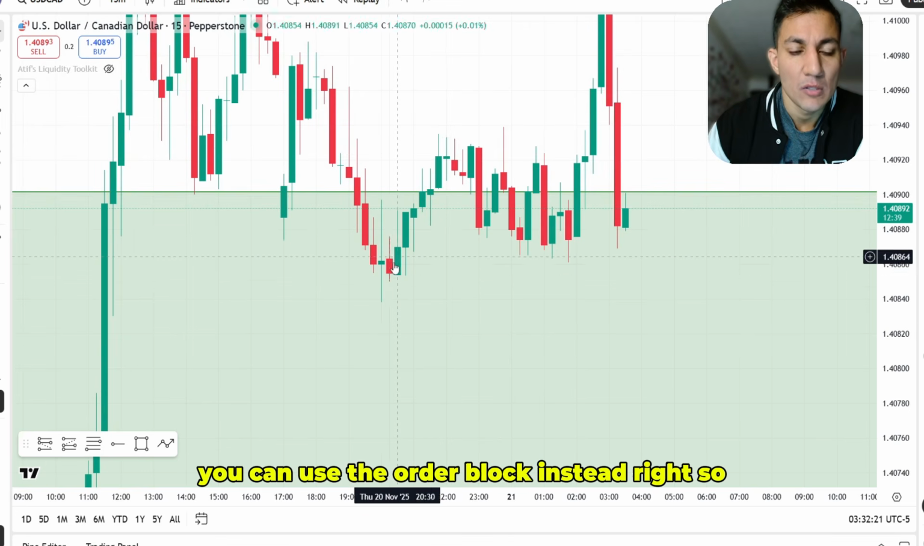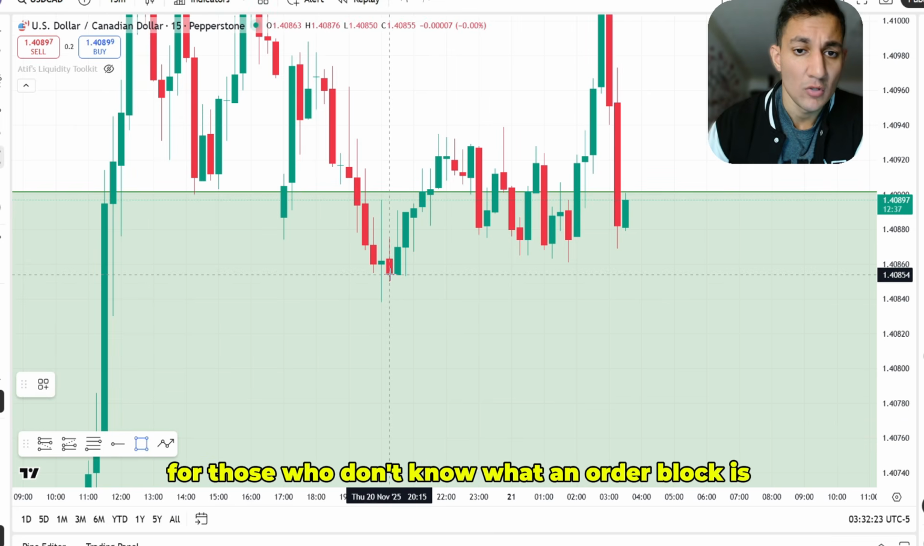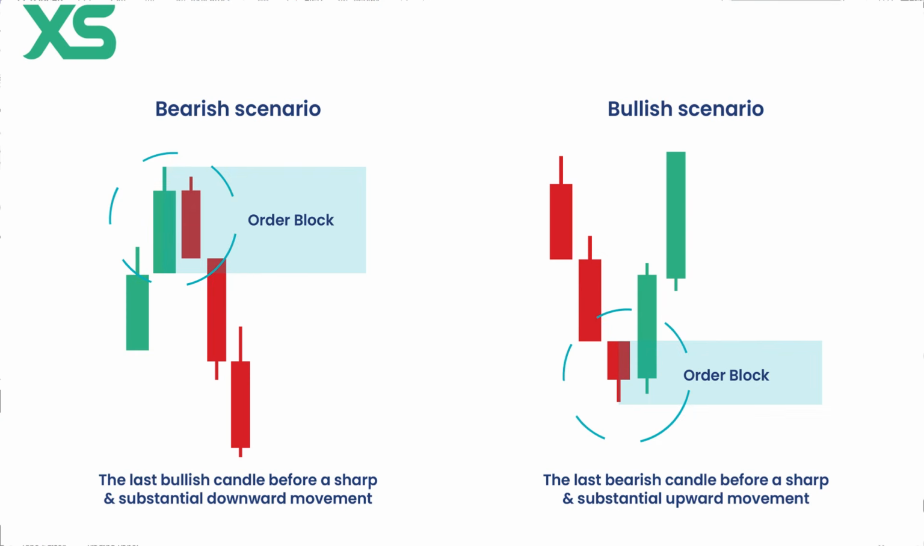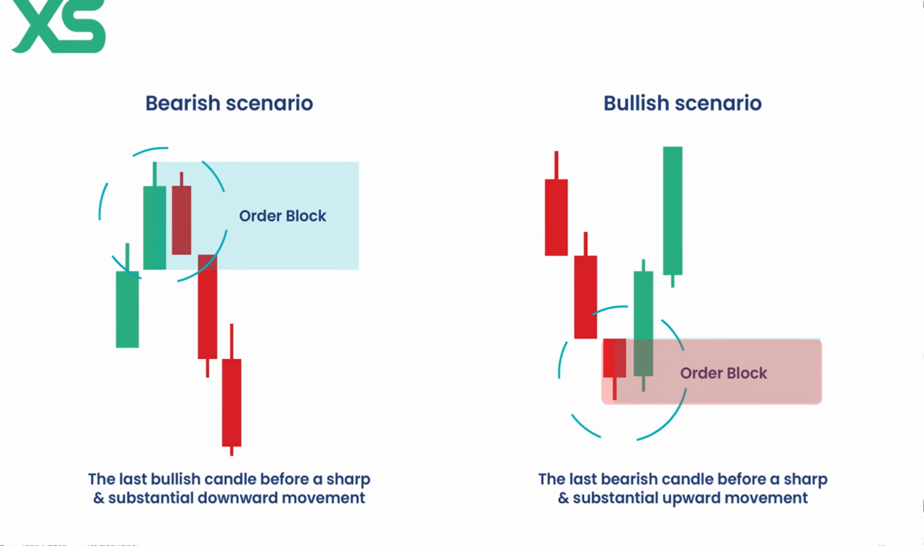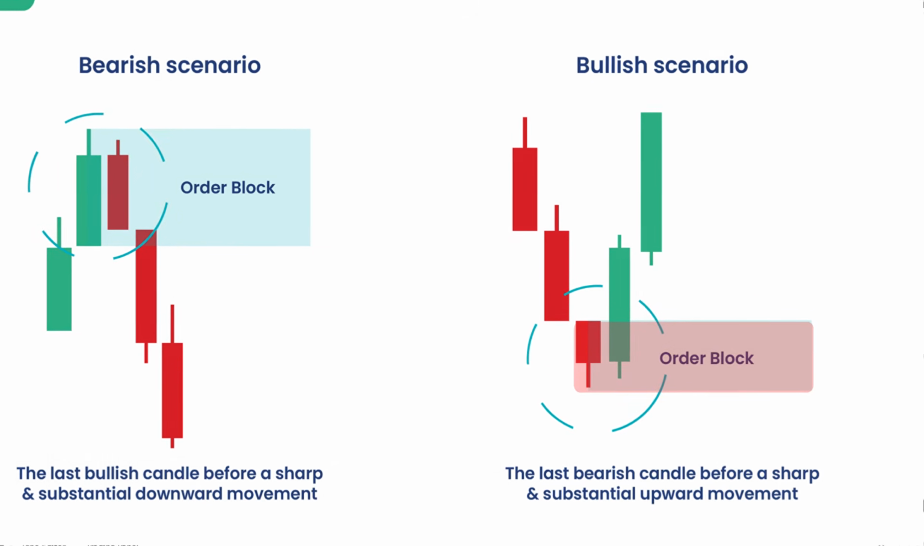You can use the order block instead, right? So for those who don't know what an order block is, maybe I'll put a nice picture on screen now. When you're bullish, it's the last down close candle before the up move, right? That is what an order block is.